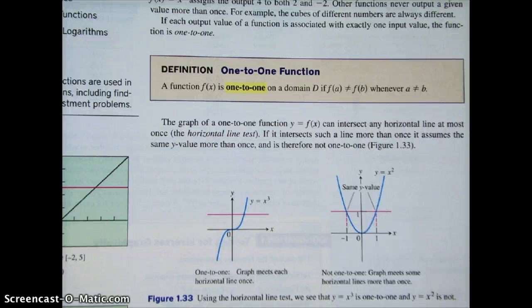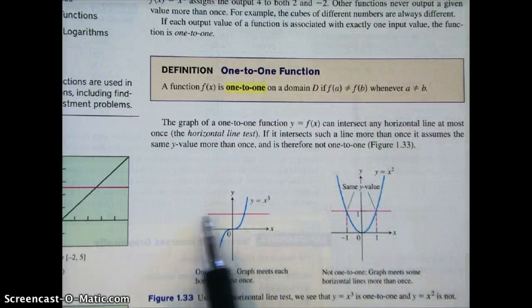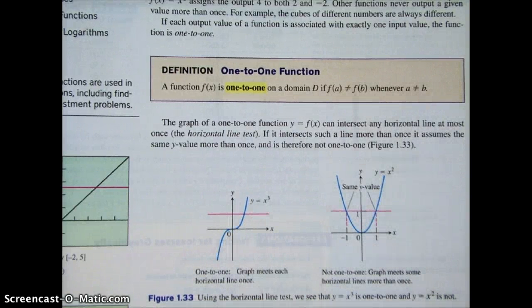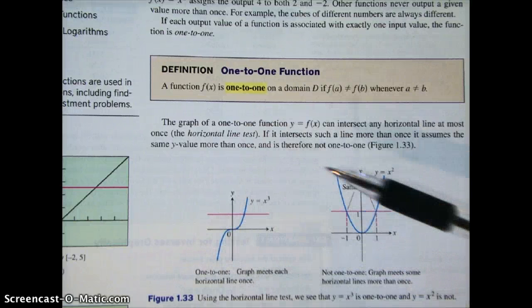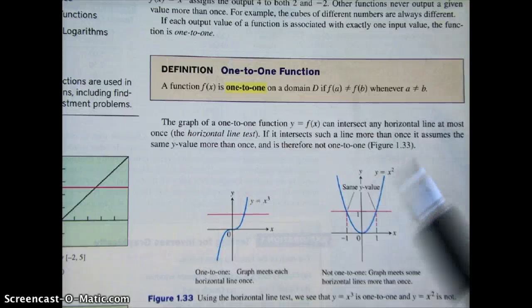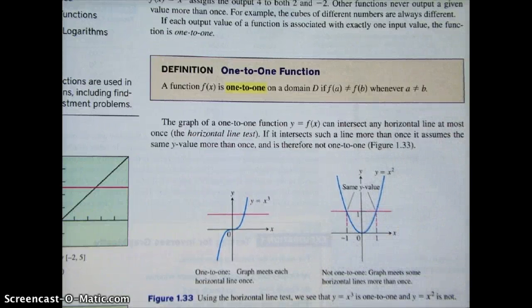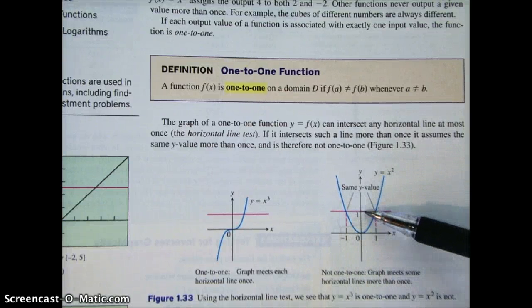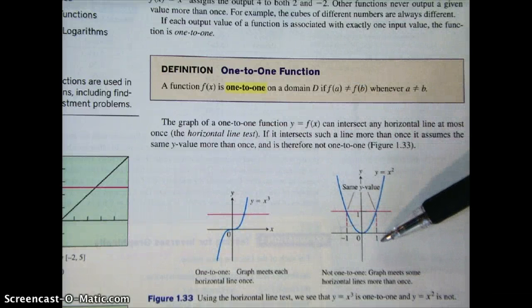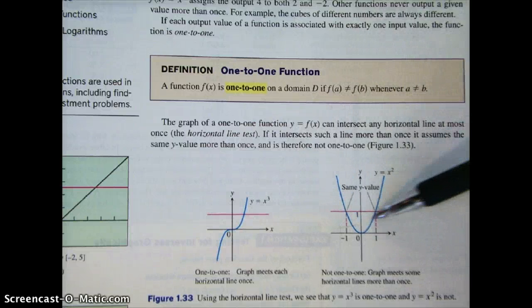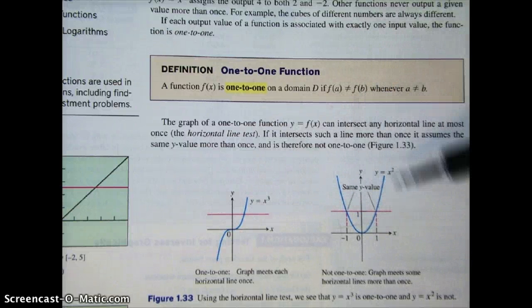Look at the two examples. This example crosses a horizontal line only once, and that means that each of these x values have different y values. For this graph, we see 2 points that are on the same horizontal line. The 2 points are x values negative 1 and positive 1, and they both have a y value of 1. So in this case, a and b are negative 1 and 1. F of a does equal f of b, which makes this not a one-to-one function.